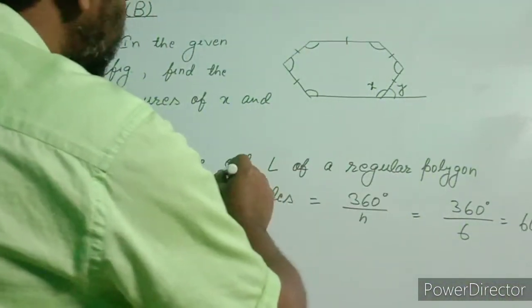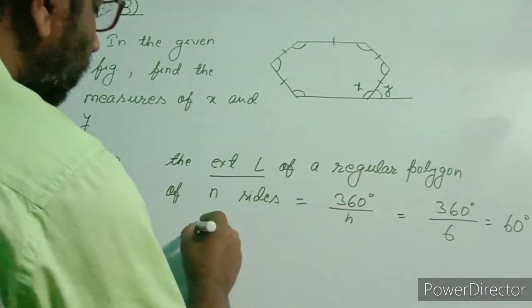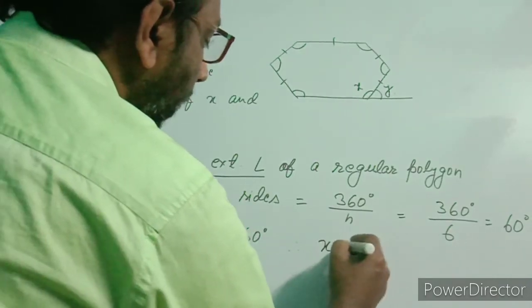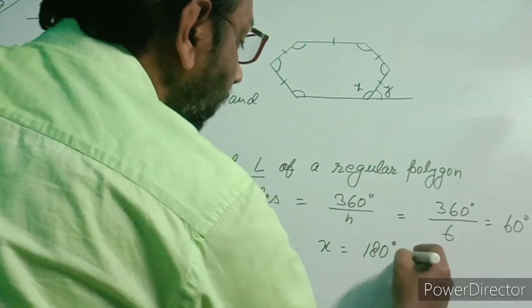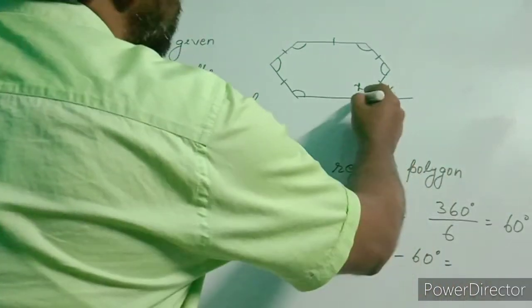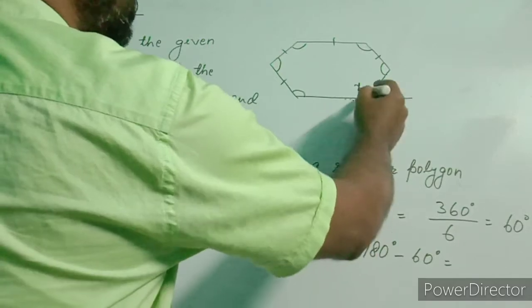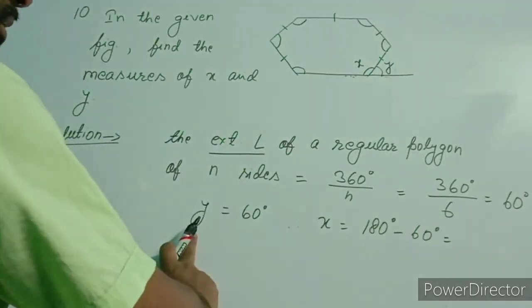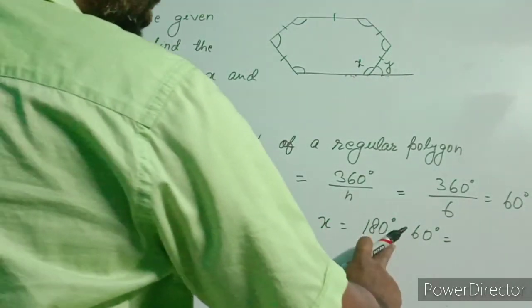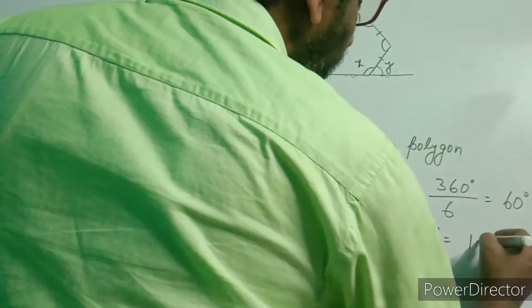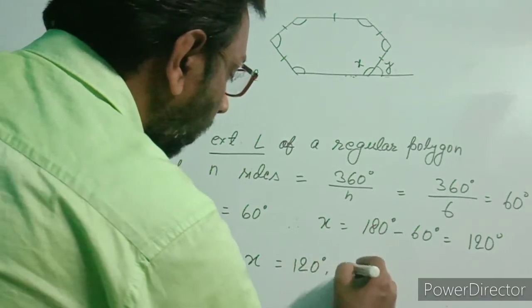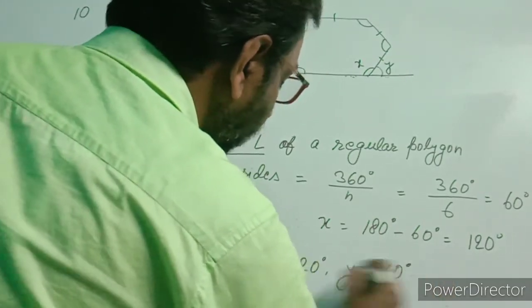This became 60 degree. This is the exterior angle, and the exterior angle of this regular polygon is y. So we can write y equal to 60 degree. Therefore x equal to 180 degree minus 60 degree. These two are making one straight angle, 180 degree. X plus y equal to 180 degree. So x equal to 180 degree minus y, while the value of y is 60 degree. So x equal to 180 minus 60 degree equal to 120 degree. So x equal to 120 degree and y equal to 60 degree. These two are the answers.